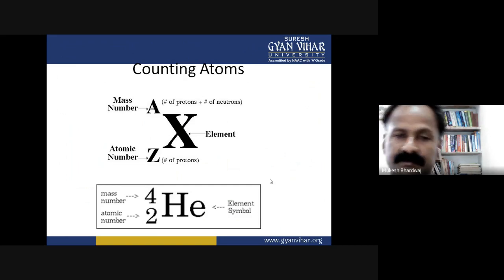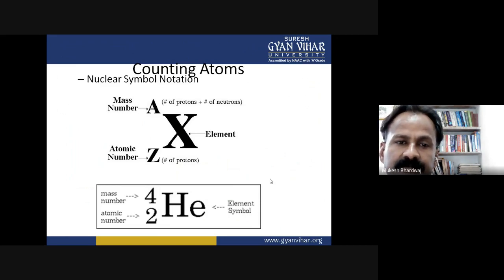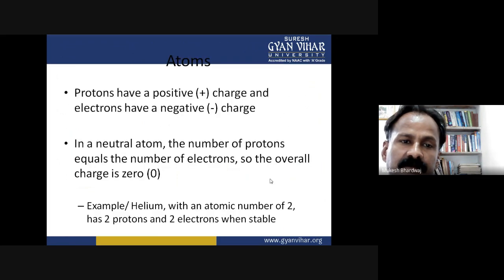This is a representation of an atom or element, where the superscript A refers to the mass number, the number of protons plus neutrons, and the subscript Z refers to the atomic number, the number of protons or electrons. So, example of helium, element symbol, nuclear symbol notation.